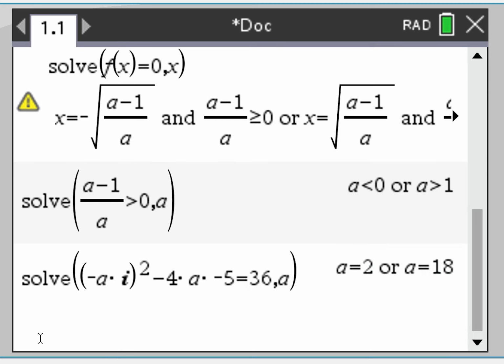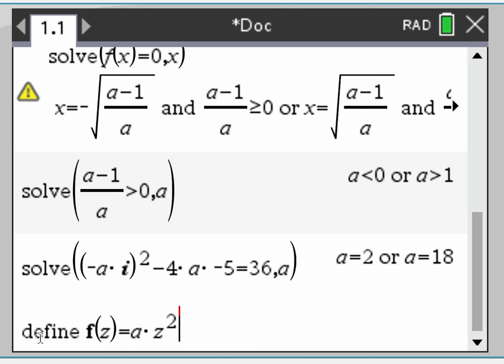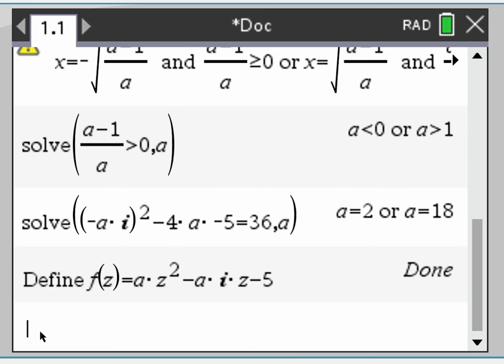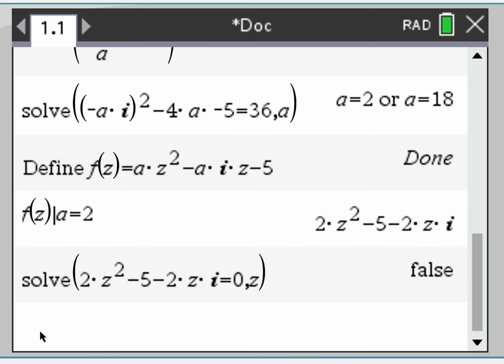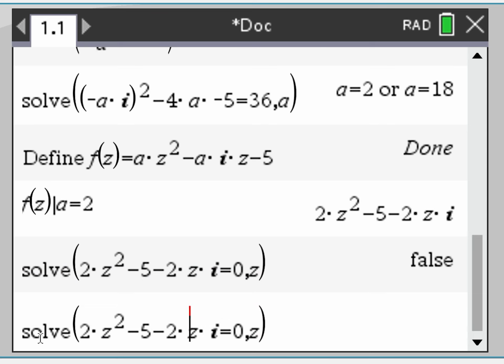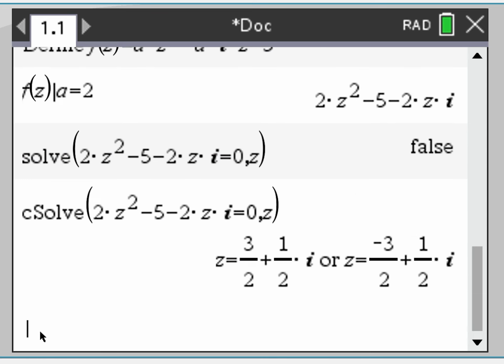And now if I were to write the whole equation down, define f of z is equal to a times z squared, take away a times i times z, take away 5. Okay, and let's substitute the value of a as well. So let's start with a equals 2. Okay, so now we solve for this. So solve that is equal to 0. Oh, CSolve, not solve, because it's complex. So CSolve. There you go.